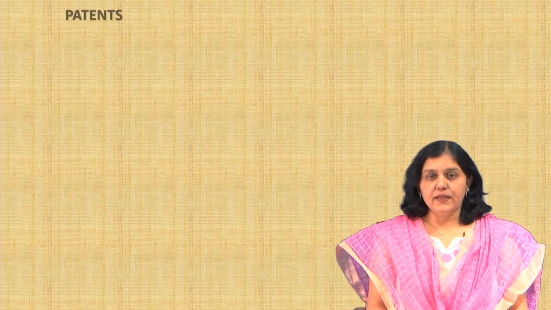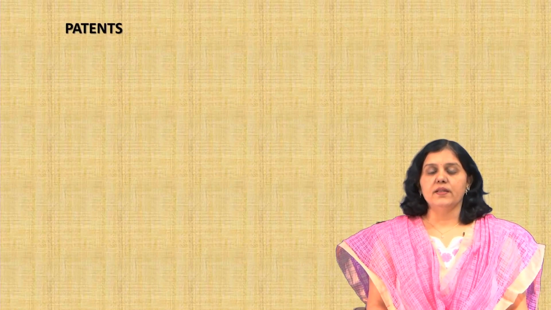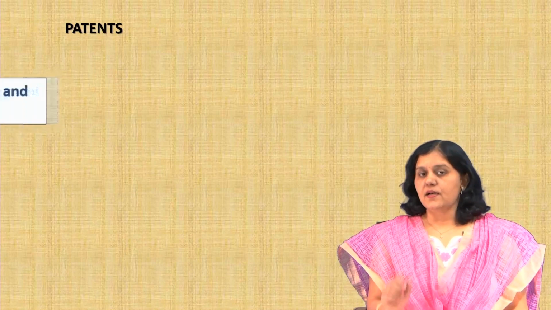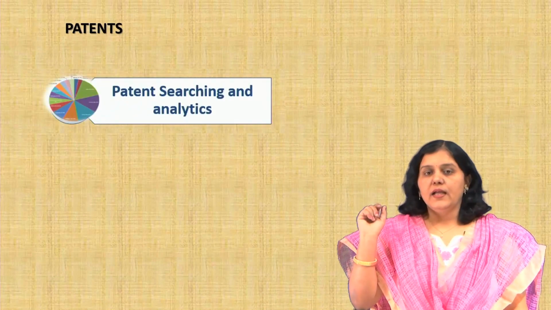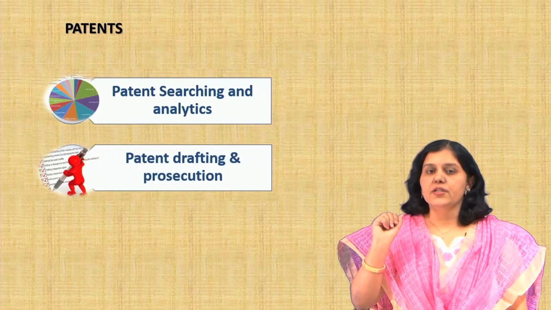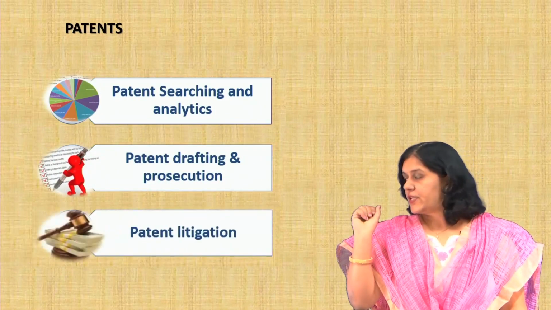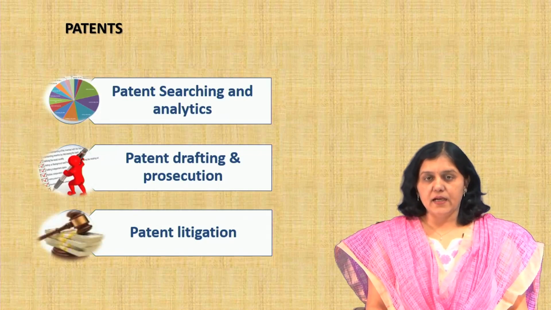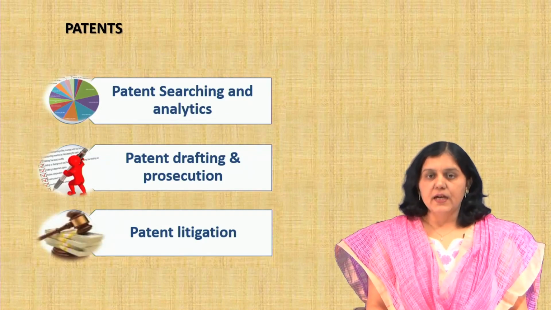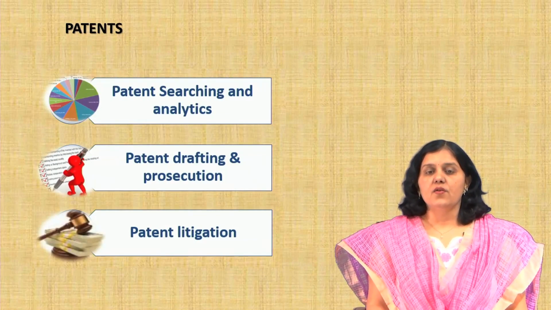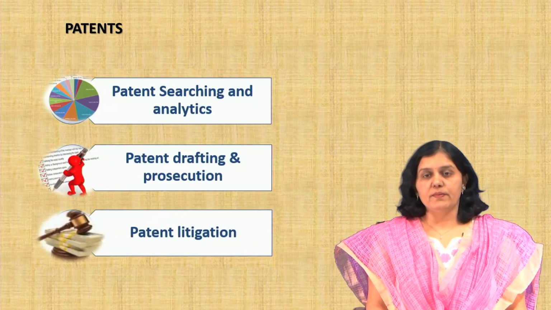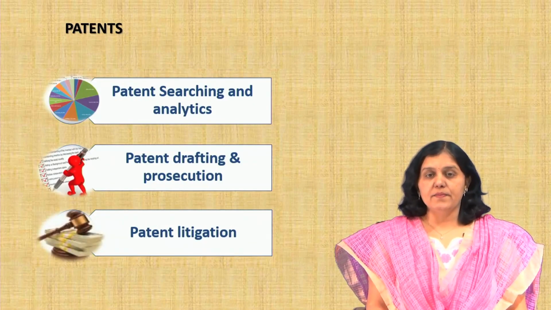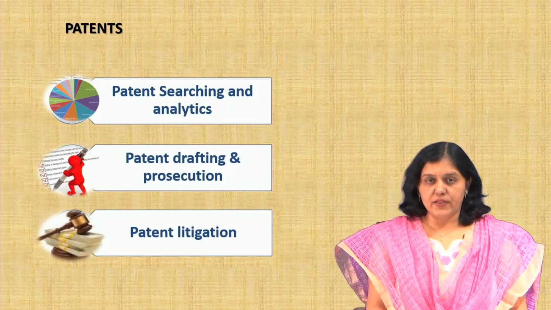When we say patent, we can divide this domain broadly into 3 categories. First, patent searching, then second, patent drafting and prosecution, and third, patent litigation. Patent searching and analysis is the area where patent analysts dig out the related patents from the huge number of patent documents and then analyze them based on the objective of the activity.